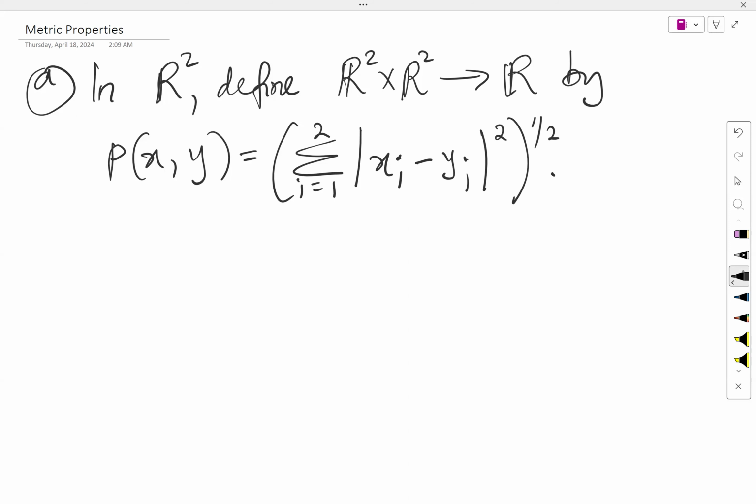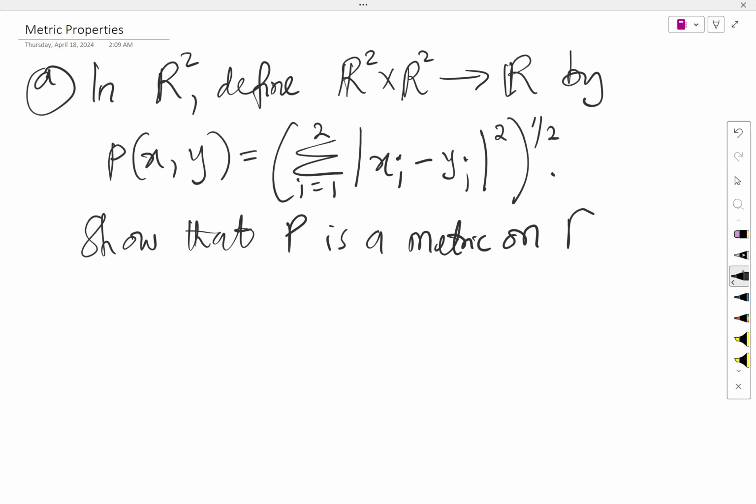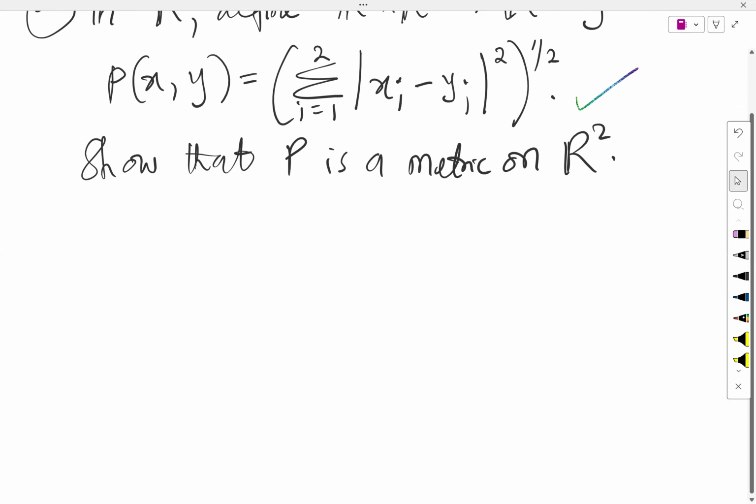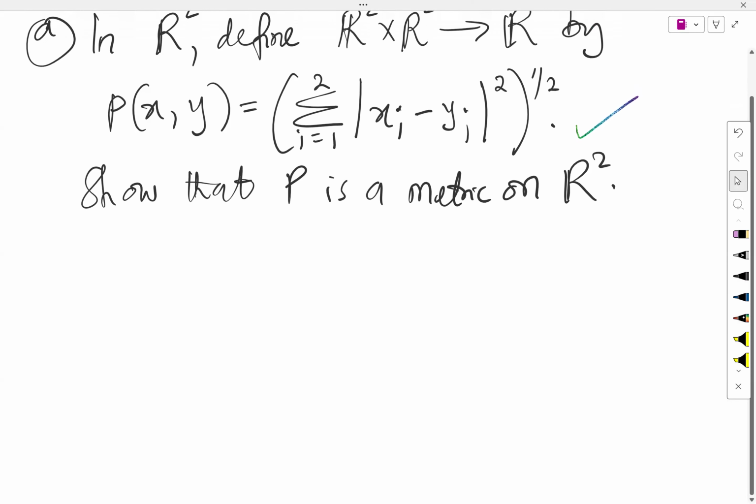Okay? And we need to show that P is a metric on R squared. So we need to show that P is a metric on R squared. Okay, so let's go. Well, basically what we just need to do here is to prove the four properties of a metric for this particular expression P of x comma y. And the four properties are simply this.